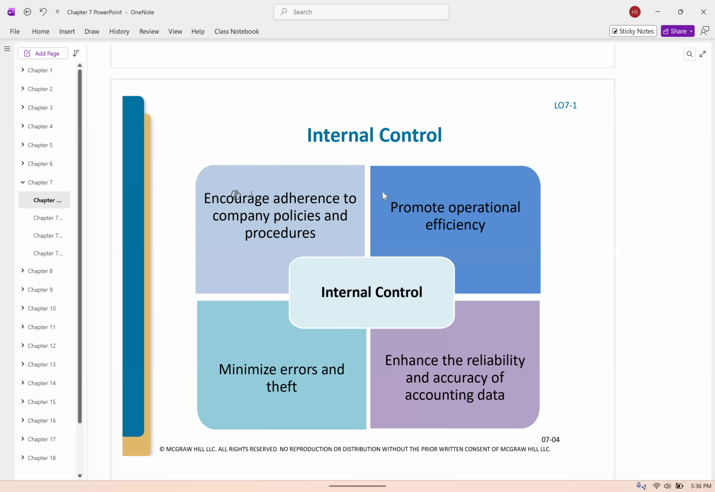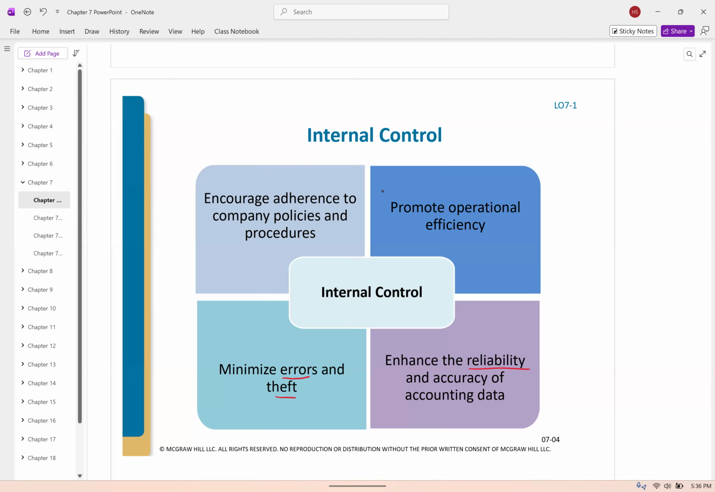The next thing is to promote operational efficiency. When the operations are running efficiently, money is usually being made, and that's a good thing. You want to minimize errors and theft, and enhance the reliability and accuracy of the accounting data.